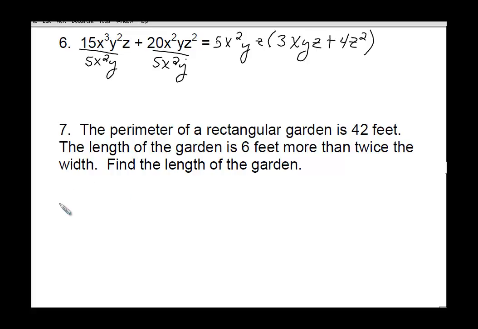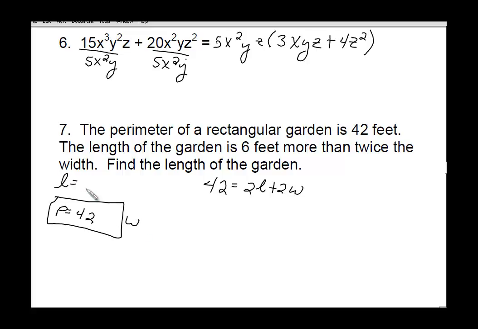Now on this one you have a perimeter. This is a system of equations. The perimeter of this rectangle is 42, and the formula for perimeter is 2L plus 2W. So you have 42 equals 2L plus 2W. And then you have the length, you have width here. The length is 6 more than twice the width. So it's 2W plus 6. That comes from this sentence right here.